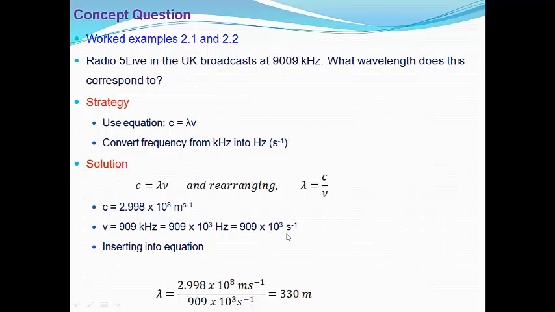We insert the numbers, and the reason we need to convert is so that our units cancel. A good practice when calculating is to always leave the units in, so that we see them cancel. When our units don't add up to what we expect, it means something is wrong with our calculation. Here lambda equals the speed of light over the frequency, which is 330 meters. If we go back to the electromagnetic spectrum, we expect radio waves to be on the order of 100 meters, and so on.